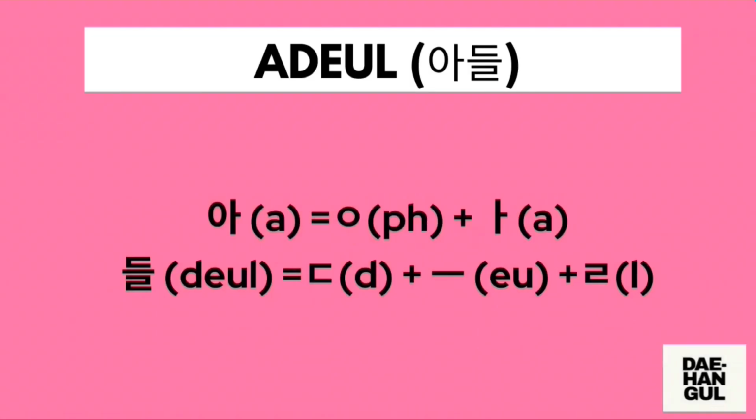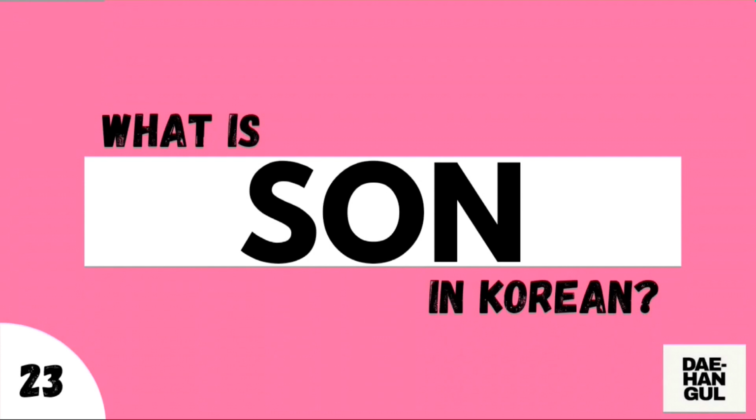How do we spell adul in Hangul? Let's start with the first syllable. First, we need to draw a no sound iyang followed by the a character. And then for the second syllable, dul, we need to draw first a dikit character followed by the u character followed by the real character. And then we just have to combine the Hangul for each of these two syllables to form the Hangul of the word adul. And with that, you already know what is son in Korean.